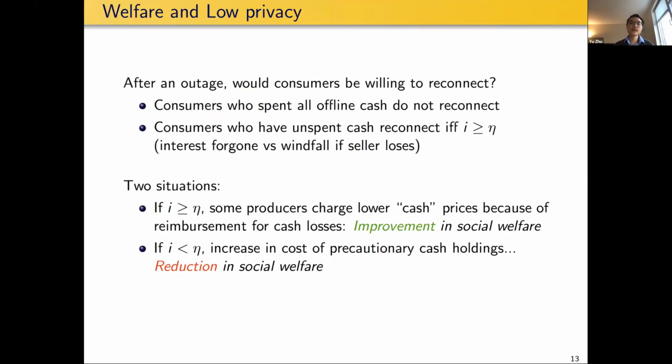However, if the interest is lower than the loss probability, the consumer then will not reconnect. That means he would not earn interest on his unspent money. That increases his cost of bringing in precautionary cash holding. Therefore, he would bring in less, and as a result, consumption becomes lower, and that could reduce welfare.